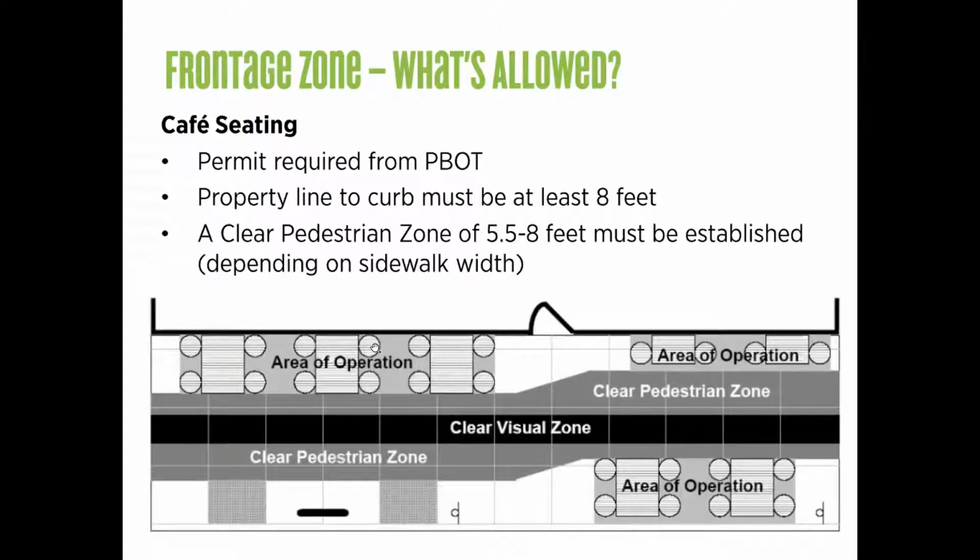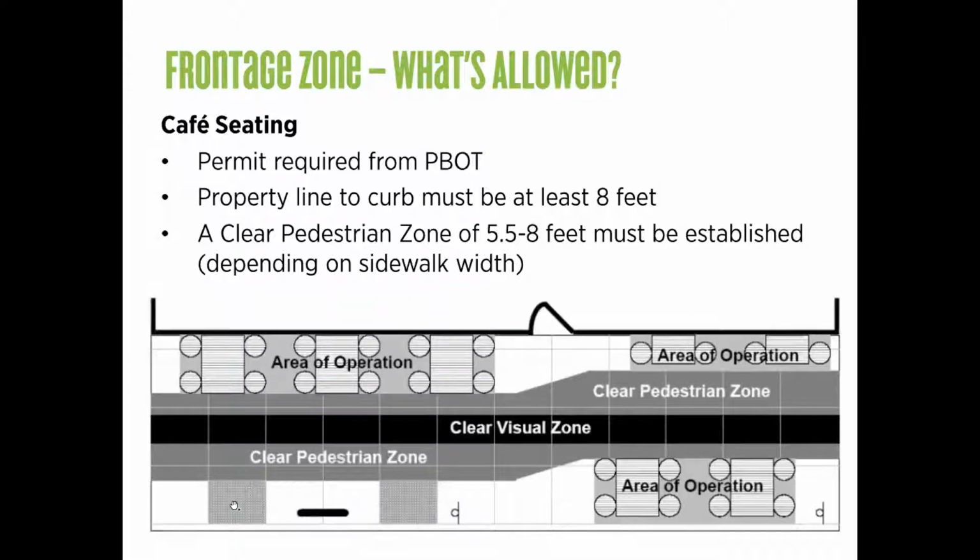But cafe seating can jump from the frontage zone to the furnishing zone there towards the street, as long as there's a clear visual zone, so you need to be able to see down to the end of the block there, and a clear pedestrian zone that maintains that width. These can vary from space to space along your block, depending on what's there.